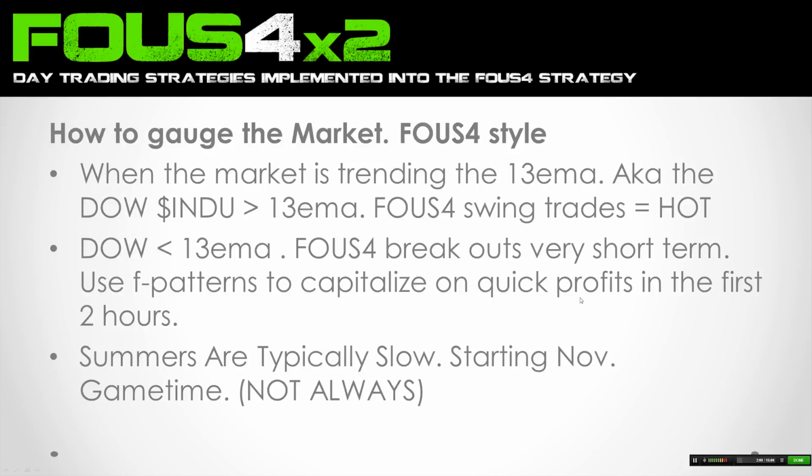When the Dow Jones is trending below the 13 EMA, it might be a much better idea to take smaller positions. Definitely take profits quicker. Maybe set your stops quicker, because a lot of breakout stocks can quickly turn into reversals, especially in the first 2 hours. As I said before, F pattern stocks that break out in the first 2 hours, sometimes that first breakout is all you're going to get.